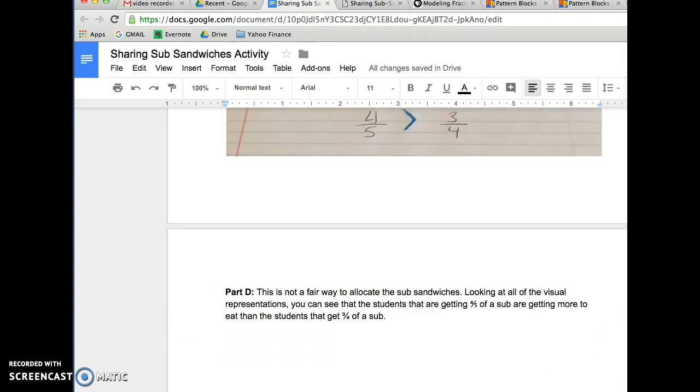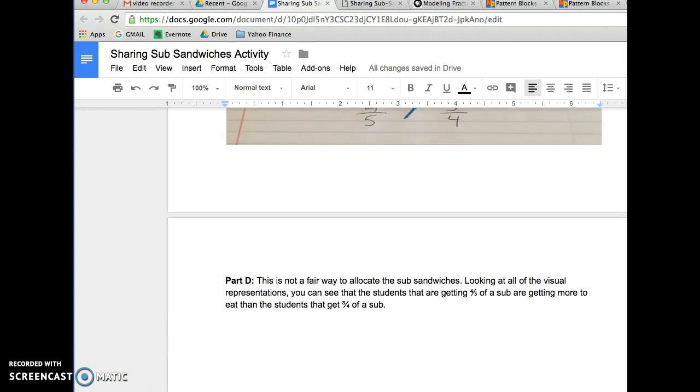And part D asked, is this a fair way to allocate sub sandwiches? Unfortunately it's not, because using the visual representations, you can see that students that are getting 4/5 of a sub are getting more to eat than the students that are getting 3/4 of a sub.